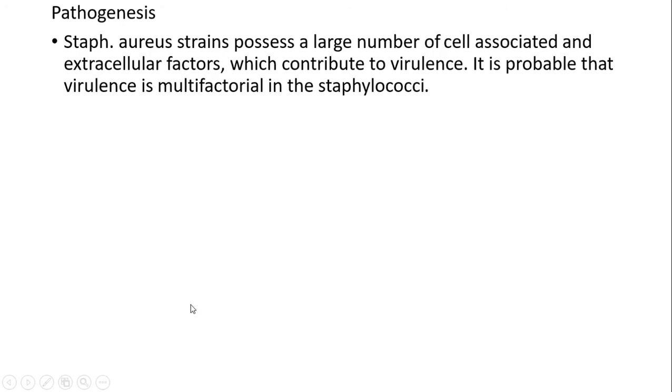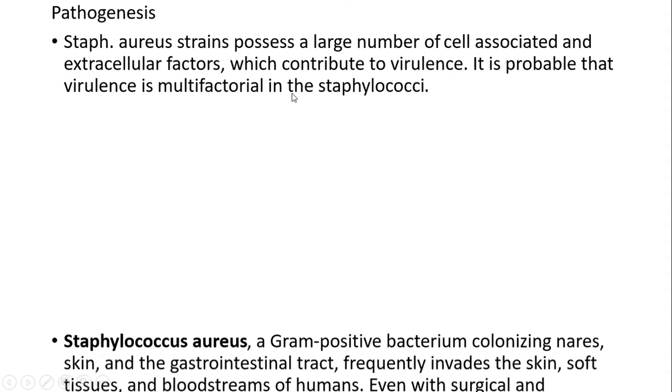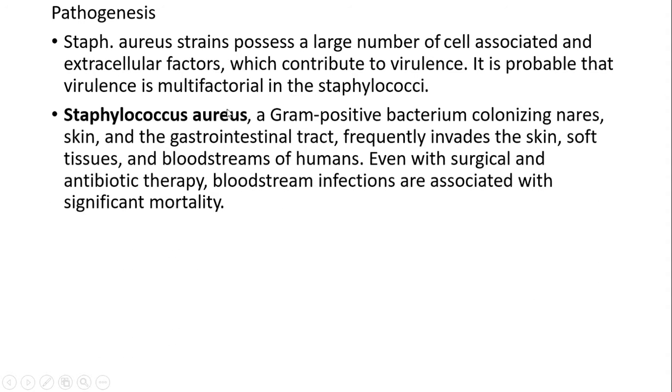Pathogenesis. Staph aureus strains possess a large number of cell-associated and extracellular factors which contribute to virulence. The pathogenesis is multifactorial in Staphylococcus. Staphylococcus aureus is a gram-positive bacterium colonizing nails, skin and the GI tract, and frequently invades the skin, soft tissues and bloodstream of humans. Even with surgical and antibiotic therapy, bloodstream infections are associated with significant mortality.